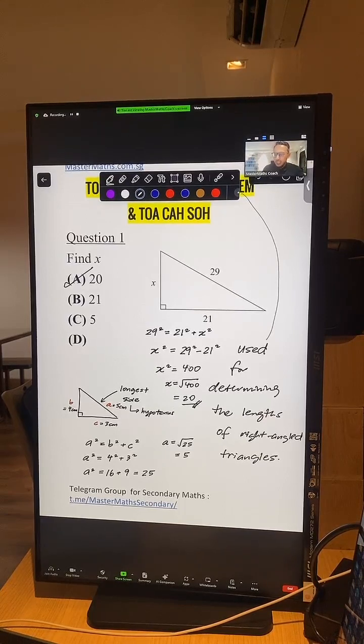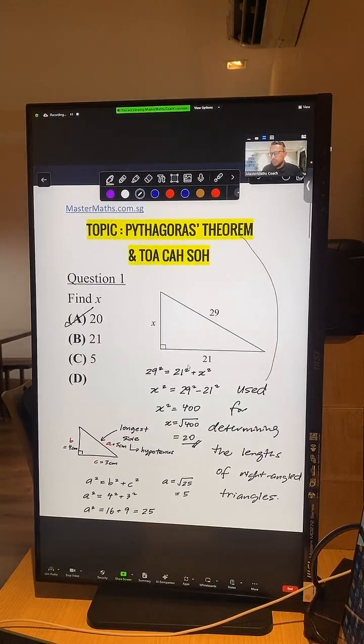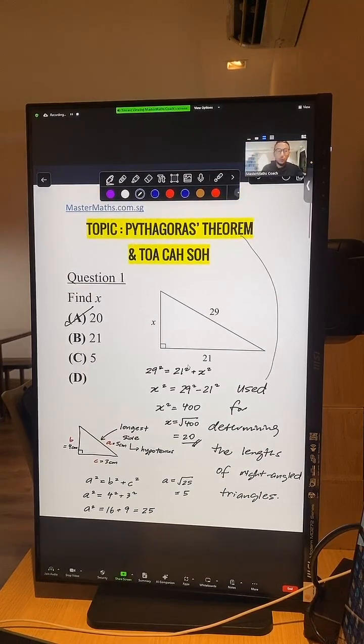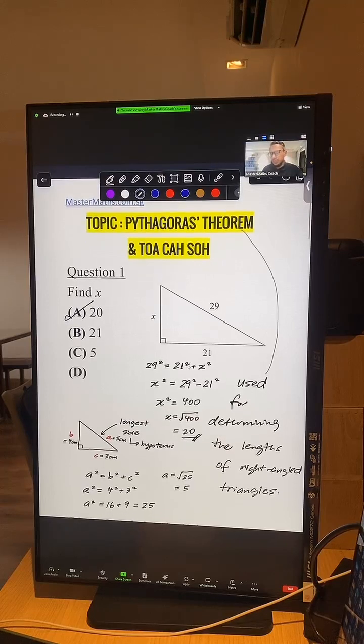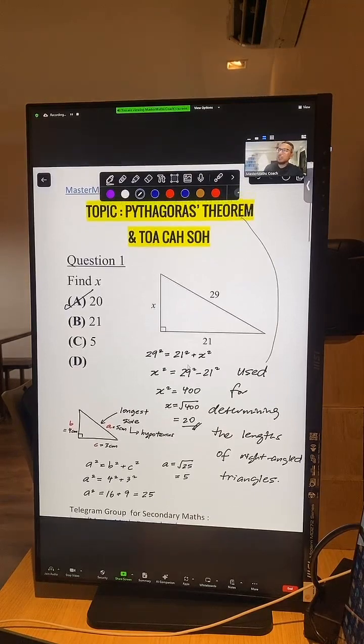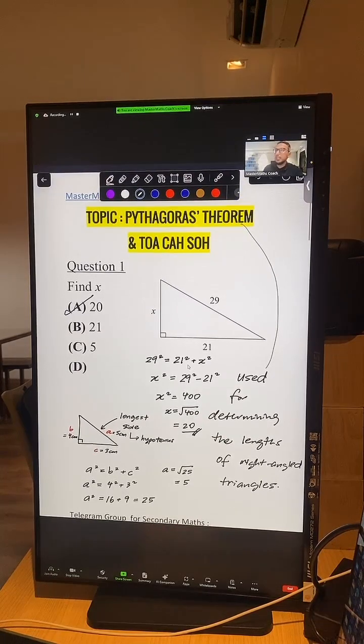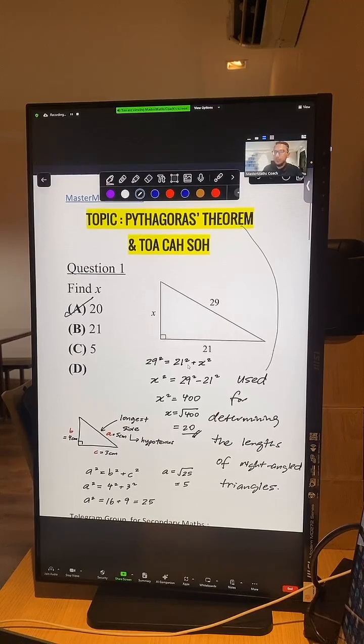Typically in the exam, this would be a 1 mark question, or at most a 2 mark question. Of course, it can be combined with other questions to see whether you understand your concepts of Pythagoras theorem and trigonometric ratio, which we will get into. So question number 1, just a quick introduction into Pythagoras theorem. Those of you who got the answer as 20, well done. The answer is A, 20.